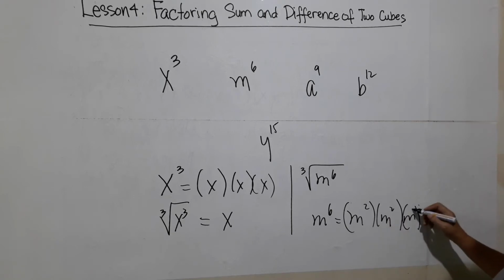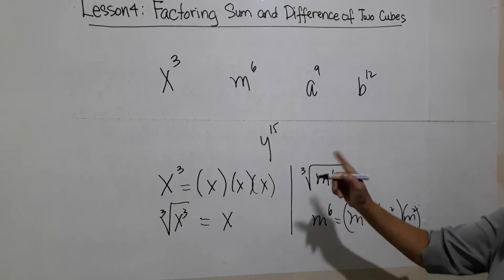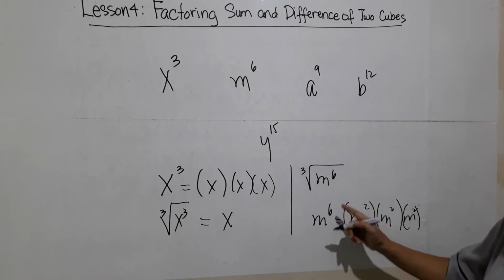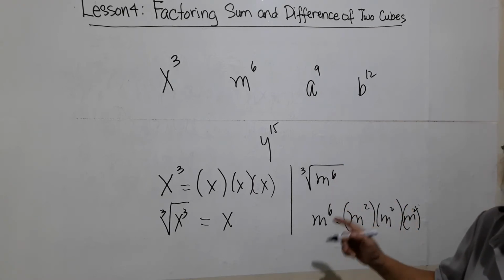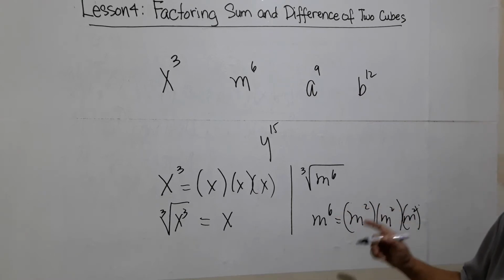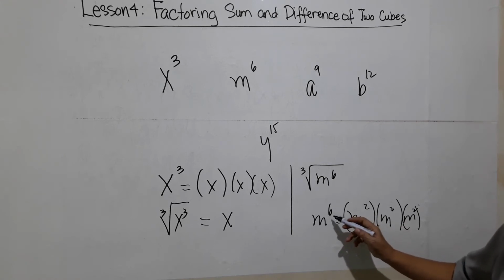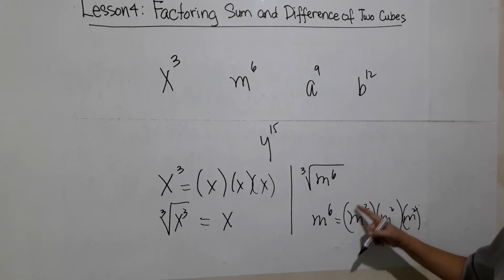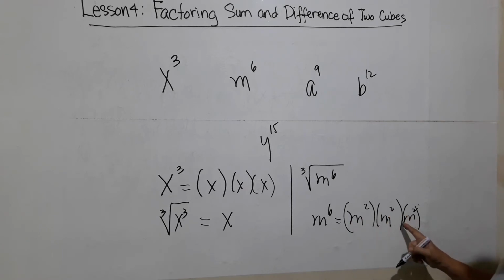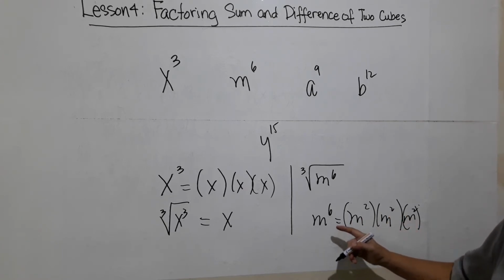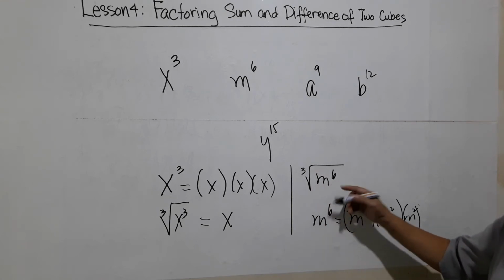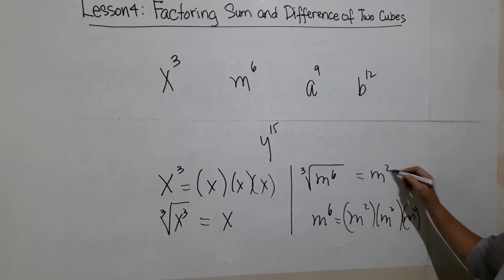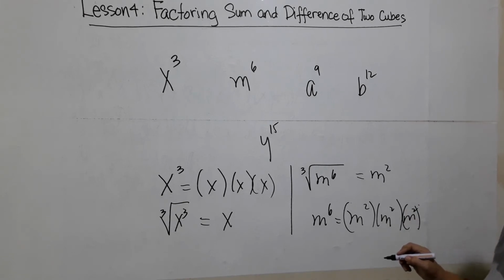Why did I write it this way? Because, as I said a while ago, the exponent of the literal coefficient should be divisible by 3. 6 divided by 3 is 2. So the quotient 2 should be written as the exponent of every root. So when I ask, what is the cube root of m to the 6th? Your answer should be m squared. Do you understand this?